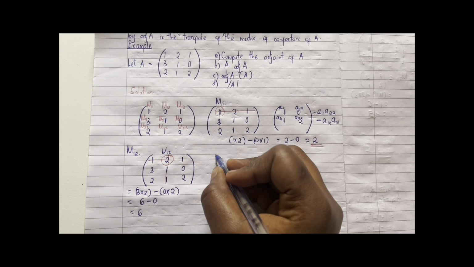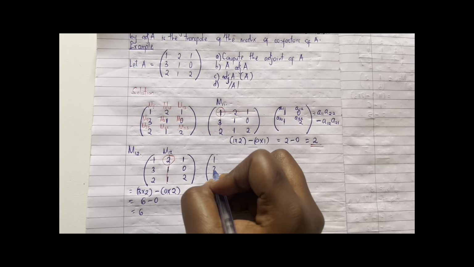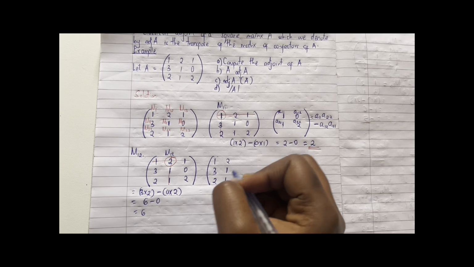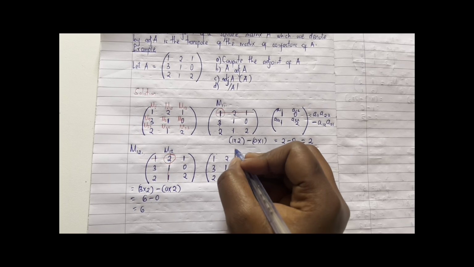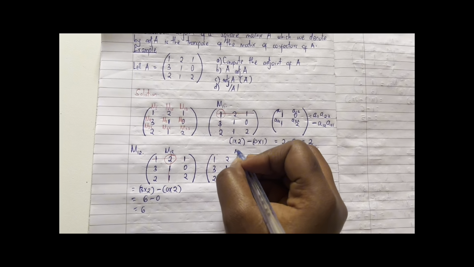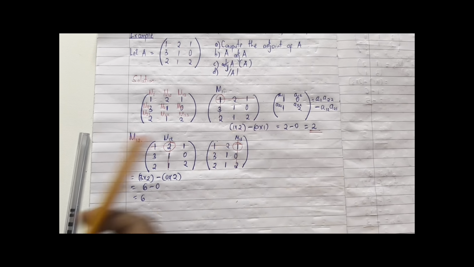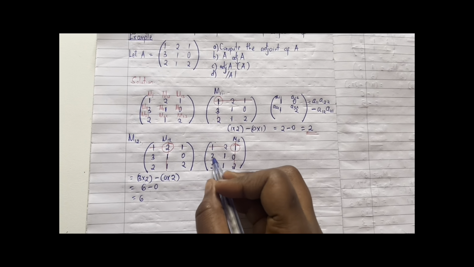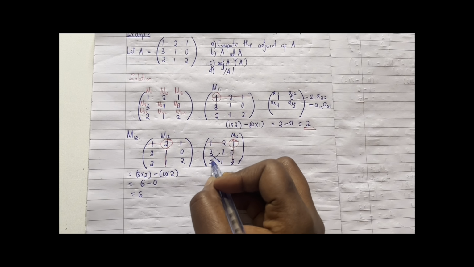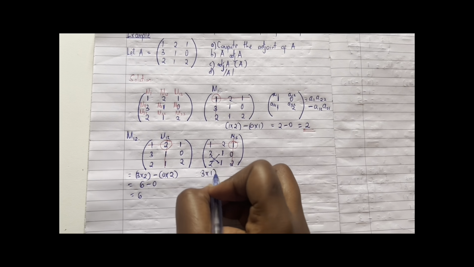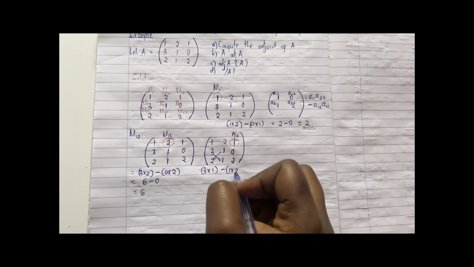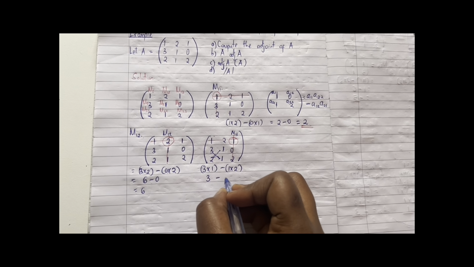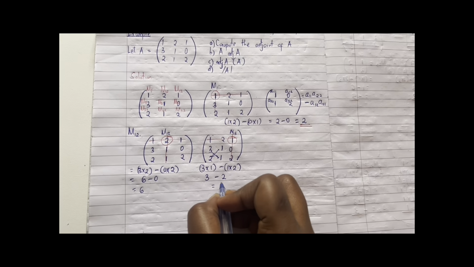Then move to M13. I'll rewrite again. So 1 there. So we're going to cancel the row and column where 1 is. We remember 3, 1 and 2, 1. So 3 times 1 minus 1 times 2. We have 3 minus 2, so that is 1. That is M13.